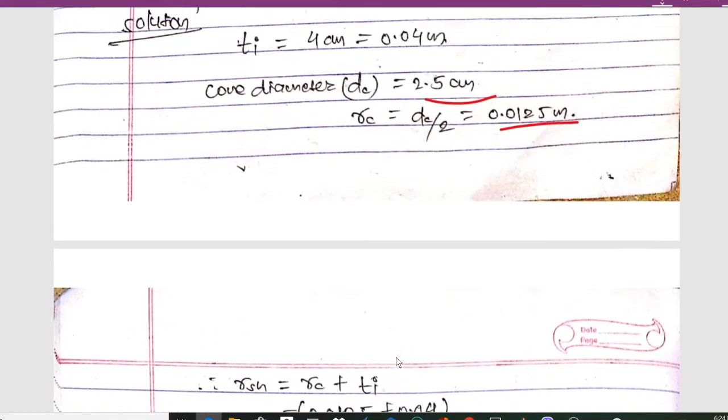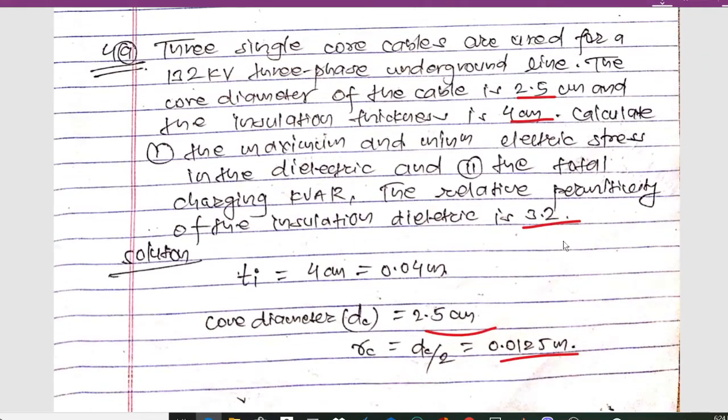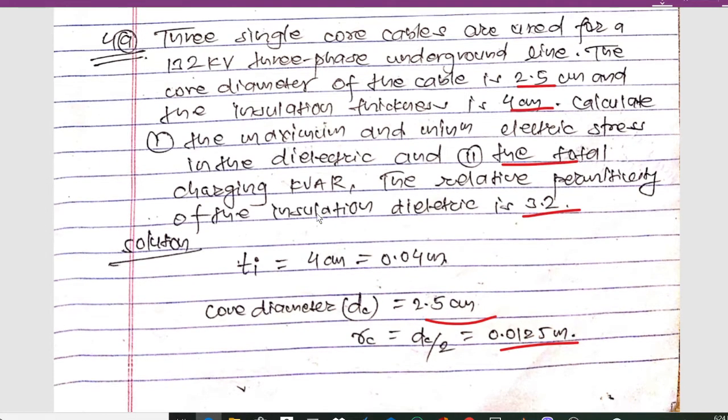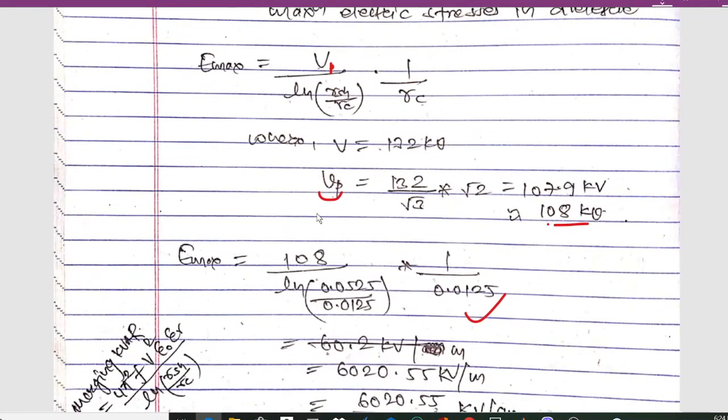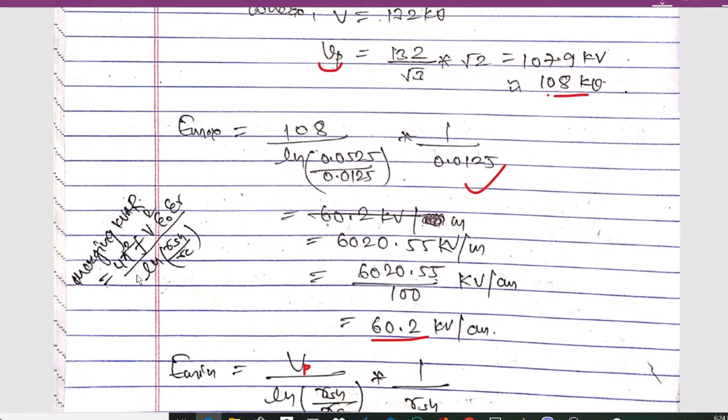And in the second part, we have to calculate the total charging kVAr, given the relative permittivity. For that we have a formula you need to remember. For charging kVAr the formula is 4 pi square f V square epsilon naught into epsilon r upon log RSS upon RC. Substitute all the values and you will get the charging kVAr. So just remember this formula in order to calculate the charging kVAr.